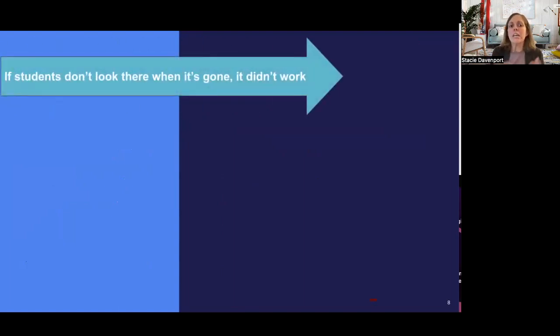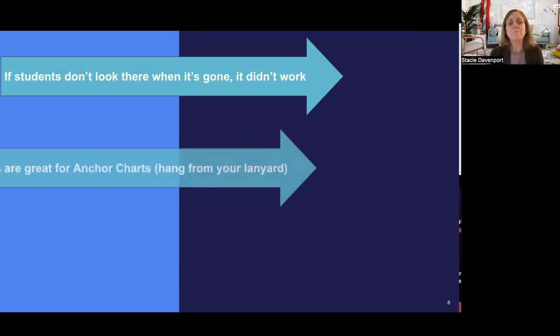Tips for using anchor charts. Number one, if students don't look at them when it's gone, it didn't work, because an anchor chart really anchors in their mind. This really supports your visual students and all of your language learners, and they are going to look there every time you point there during the lesson. And when you take it down and you ask them a question, they're still going to look at that place on the wall, and they're going to remember that picture in their head.